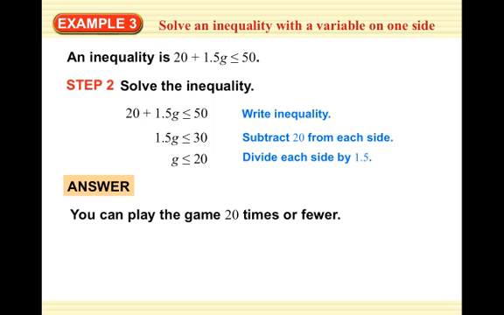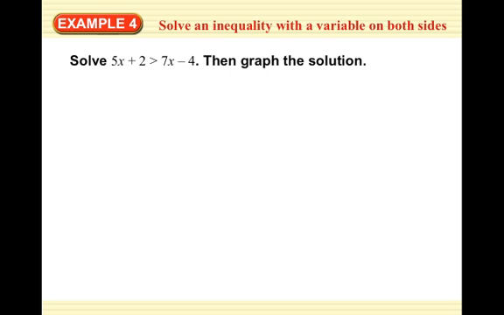All right, let's look at example 4. For example 4, it's not a word problem. You do have a variable on both sides of the inequality statement, so you're going to find that it's similar to solving an equation. And then when we're done, we're going to graph the solution. All right, so we write the original inequality statement. So we have 5x plus 2 is greater than 7x minus 4. Now we want to get the variables on the left-hand side and the plain number terms on the right-hand side.